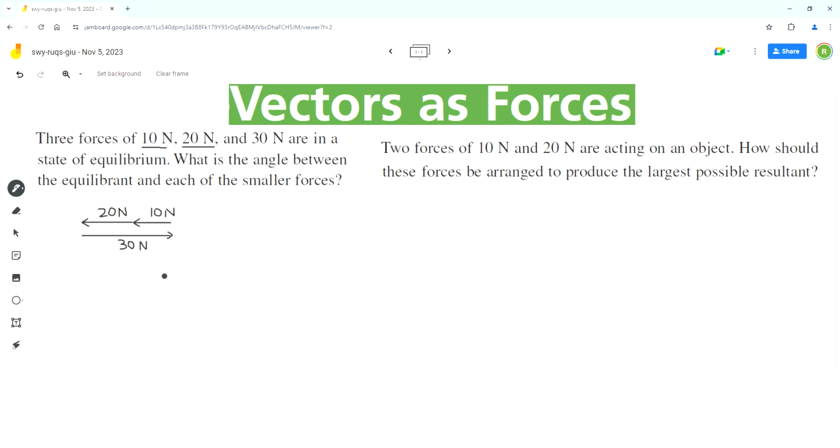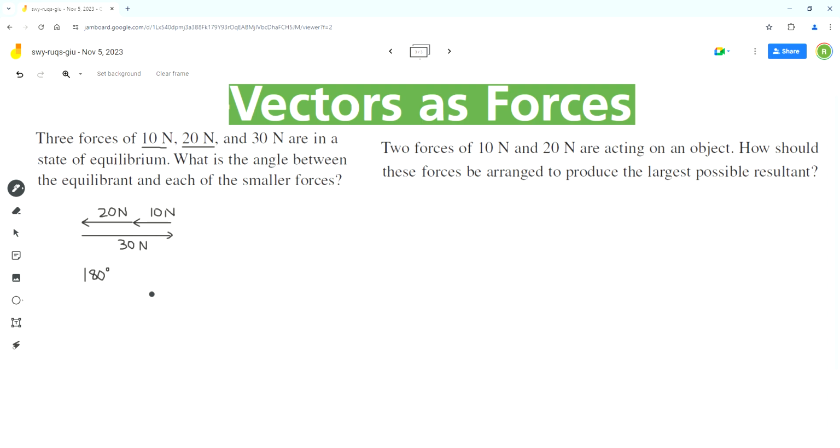So as you can see, the 30 Newton force balances out the 10 Newton and the 20 Newton force. So the 30 Newton force here is the equilibrant of the smaller forces 10 Newton and 20 Newton. And since the forces 10 Newton and 20 Newton are acting in the left direction and 30 Newton to the right, that means the angle between the equilibrant and the smaller forces is 180 degrees. They are acting in opposite directions.